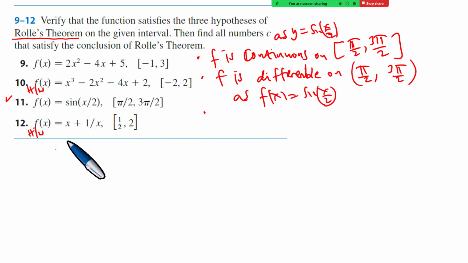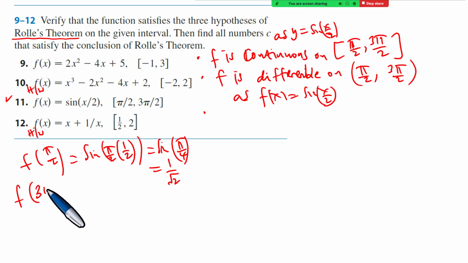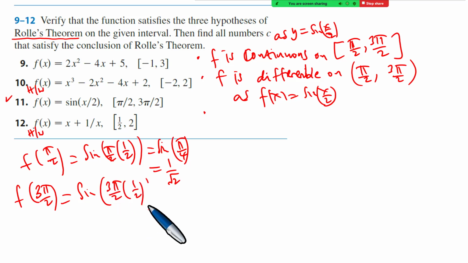What is the third condition? We need to check it. We're going to evaluate f of pi over 2. Sine of pi over 2 over 2 is the sine of pi over 4, and therefore this is 1 over the square root of 2. Then f of 3 pi over 2 is the sine of 3 pi over 2 over 2.